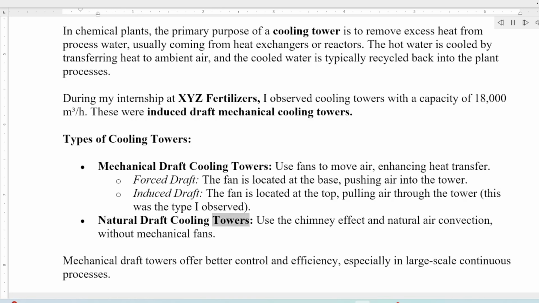Natural draft cooling towers use the chimney effect and natural air convection, without mechanical fans. Mechanical draft towers offer better control and efficiency, especially in large-scale continuous processes.